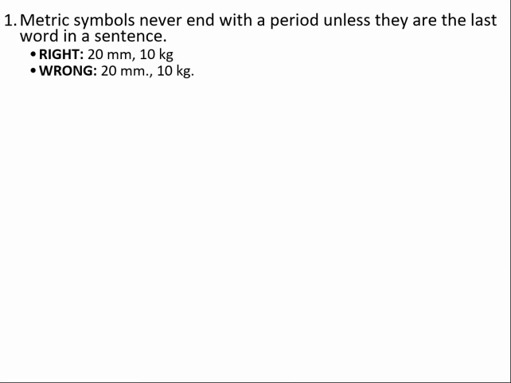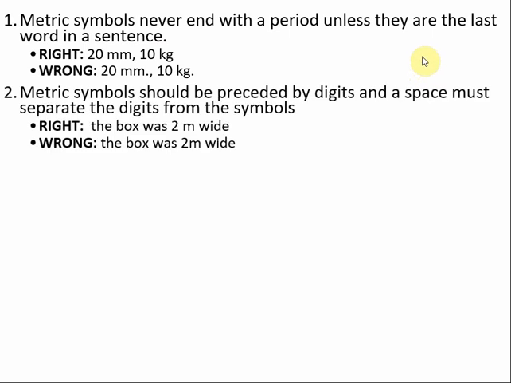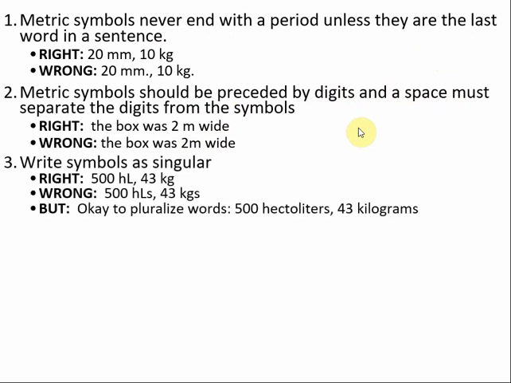Here are some style points. Remember, when you're writing, metric symbols never end with a period unless they're the last word in the sentence. They're not an abbreviation like Mr. or Mrs. Also, metric symbols should be preceded by the digits with a space between the digit and the symbol. It's not correct to have the symbol immediately following the digit when you're typing. The correct thing to do is to write the symbols out as singular. Of course, you could pluralize the words.